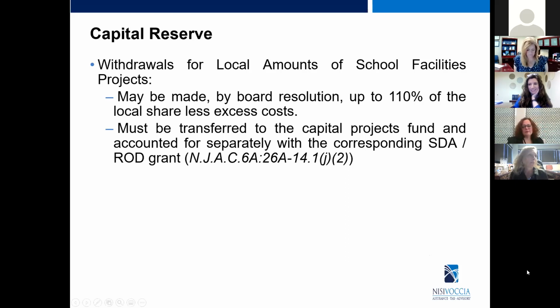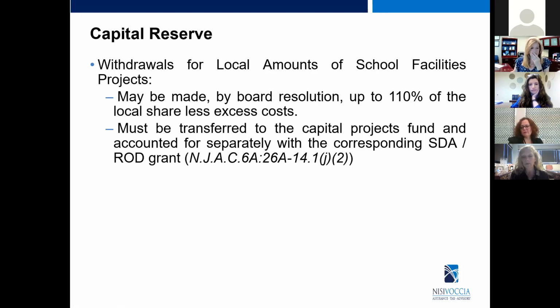So we see a board resolution, and that should go through this calculation of what the local share less excess costs are to make sure that it's allowable. And then if you have an SDA grant, which we don't have anymore, it would have to be transferred to the capital projects fund. I guess I'll pause here for a minute.